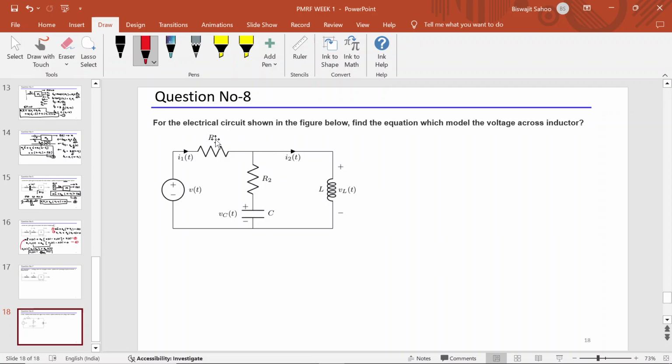The question says that for the electrical circuit shown in the figure below, find the equation which models the voltage across the inductor. Voltage across the inductor is what it is asking. So you need to find V_L(t) in terms of known parameters.